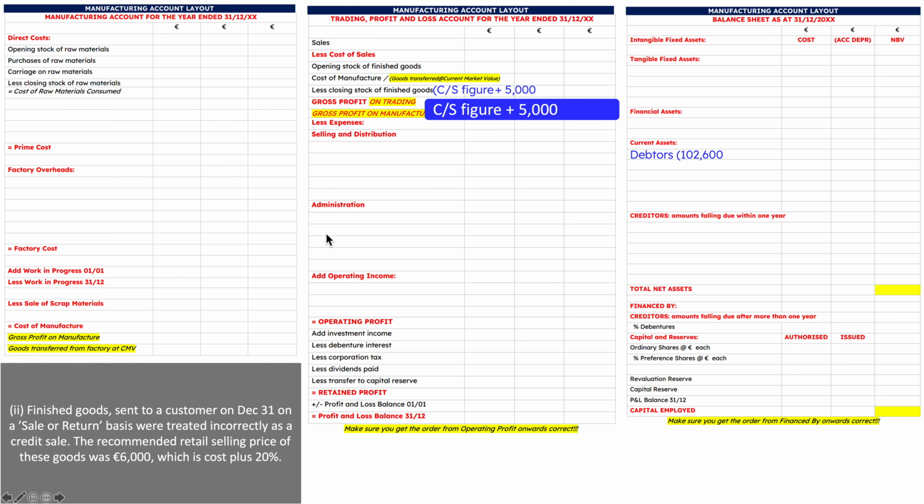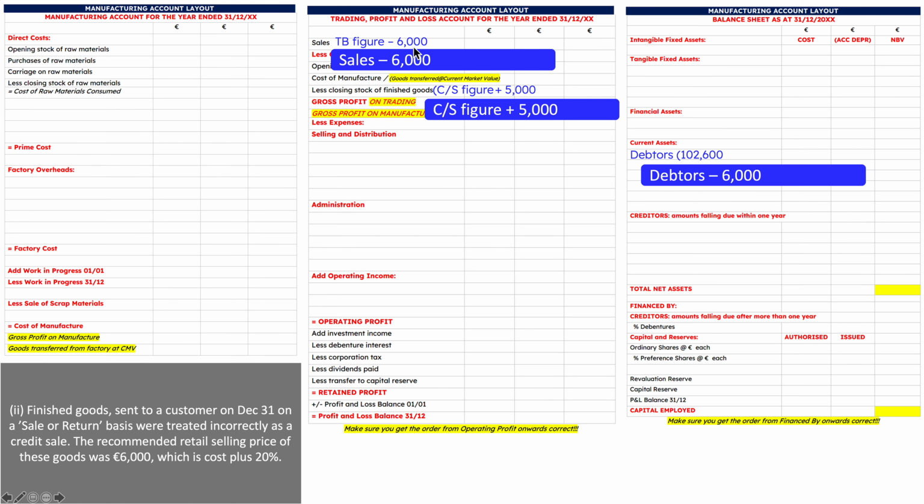How did I get this cost price of €5,000? Well, the selling price was 6,000, okay, which is cost plus 20. So you divide this 6,000 by 120 and multiply it by 100 and you get your 5,000. That closing stock figure would also be taken away here whenever you get your closing stock final figure from here. So you just bring it down as per there as well. Okay, and then your sales, you're minusing the 6,000, and from the debtors, you're minusing the 6,000 as well.